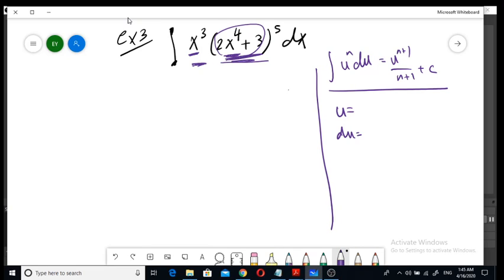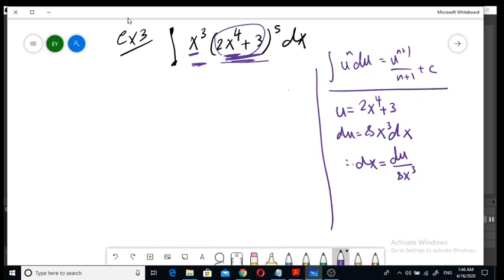u is going to be 2x^4 + 3. Then easily we can find du, which is the first derivative of u. So it will be 8x cubed, 4 times 2, 8x cubed dx, don't forget. Then we need to find dx by dividing each side by 8x cubed. Then dx is equal to du over 8x cubed.